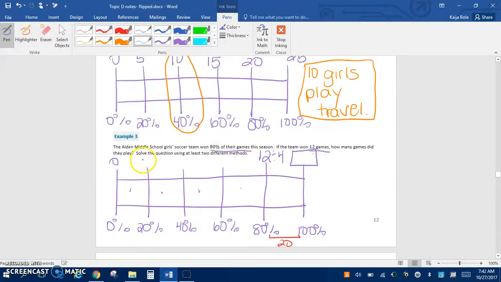So that means we're going to count by 3. So we get 3, 6, 9. Then we get 12. And then here, that means this would be 15. So to answer the question, we can say that they played 15 total games.